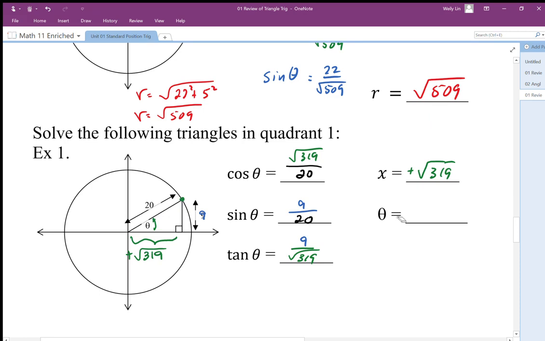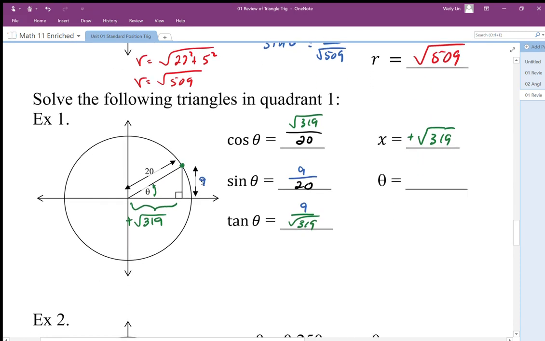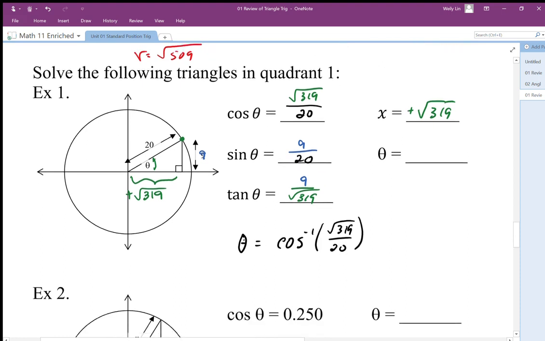Now I want to switch to the angle description of that shape. To do that, I need to undo one of these ratios. So I'm going to use cosine in this case. Since cosine theta equals that, I can say that theta is equal to the undoing, or the inverse, of that cosine ratio. So now I'm going to input the ratio as part of the calculation, and that undoing of that calculation is going to give me the angle.